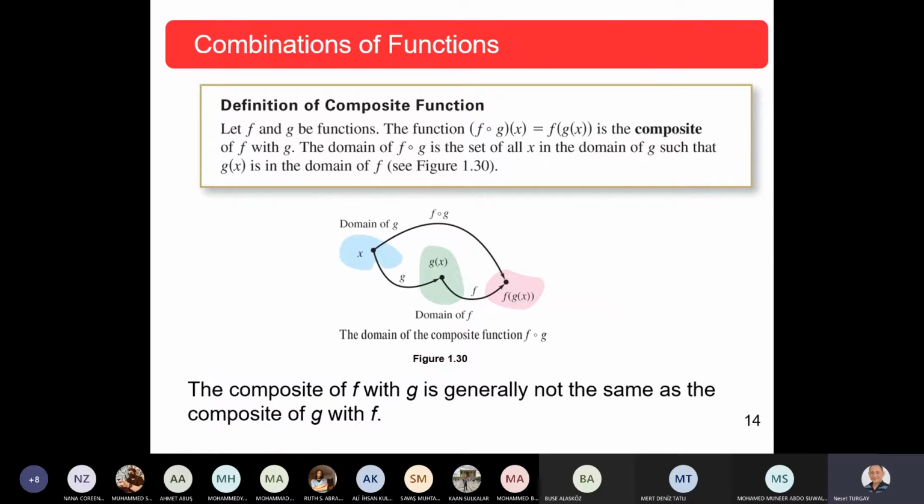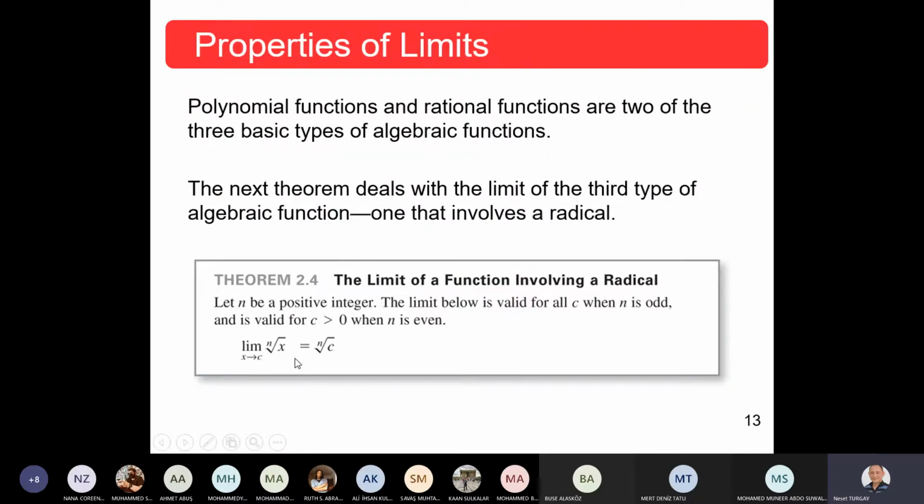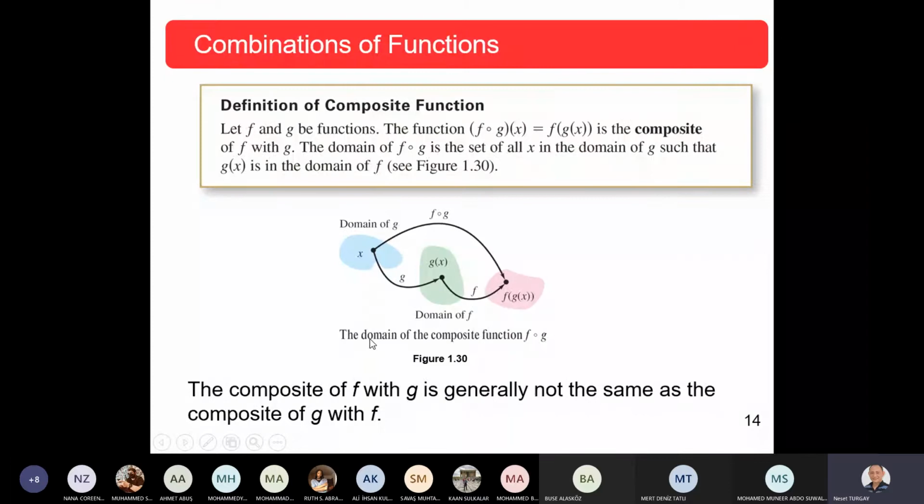My friends, I will come to limits of this kind of function, but I want to remind you or inform you about composition of functions. Have you heard about composition of two functions?